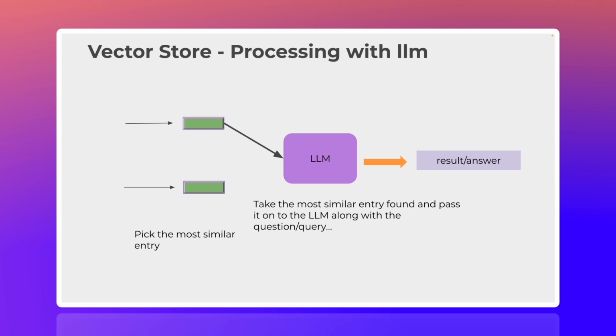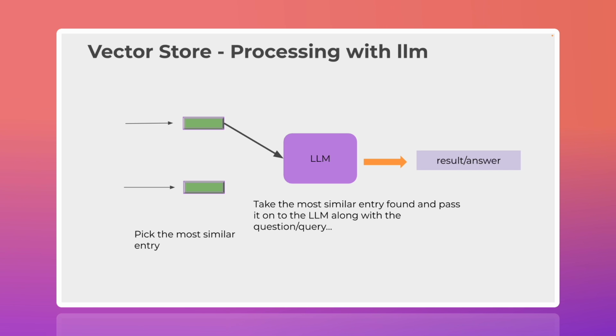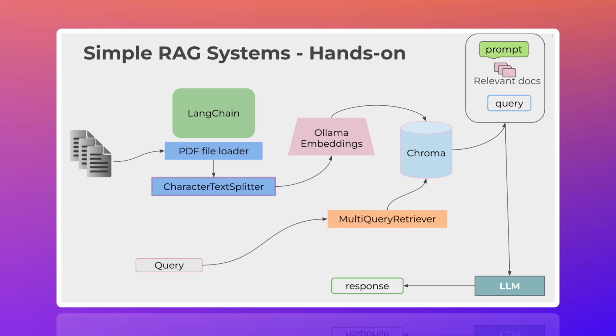So that's how it all works. I wanted to show you this so that you have an idea of how the vector store and the large language model, how everything comes together in RAG systems. So now that we understand RAG systems, we understand how embeddings and the large language model come together.